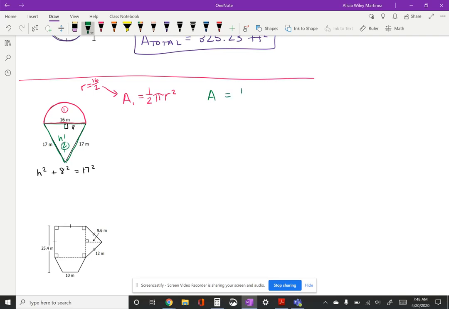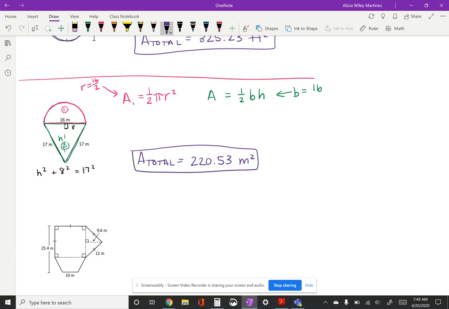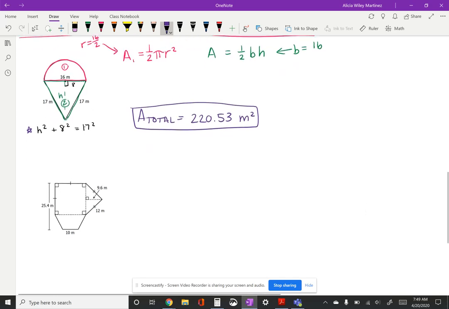So the area is 1/2 base times height, the height you're going to have to find, and the value of b is this diameter of the half circle. So your b value is going to be 16. So the area for the total is going to be 220.53 meters squared. So you can complete the rest of the work on the Pythagorean theorem to find the height and plug in the values to see if you can get that.